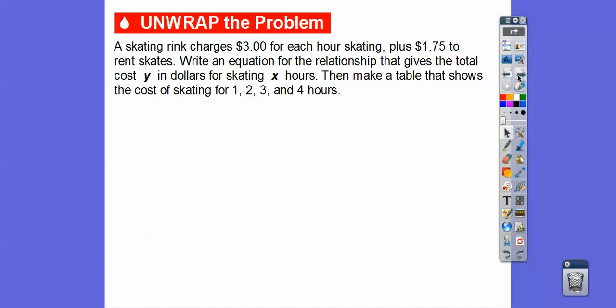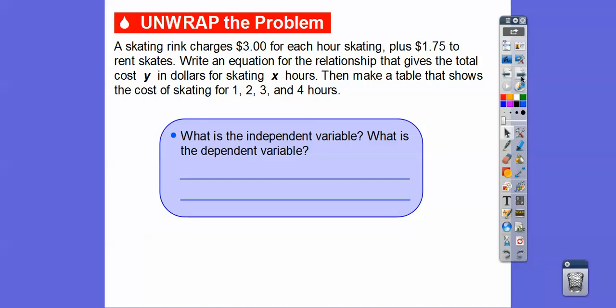Here's an example. A skating rink charges $3 for each hour skating, plus $1.75 to rent skates. Write an equation for the relationship that gives the total cost y in dollars for skating x hours. Remember, y depends on how many hours we skate. Then make a table to show the cost for skating 1, 2, 3, and 4 hours. Which ones are the independent and which are the dependent? The independent is how many hours we skate, x hours, and the dependent is the cost, how much it's going to cost for how many hours we skate. So that would be the y.